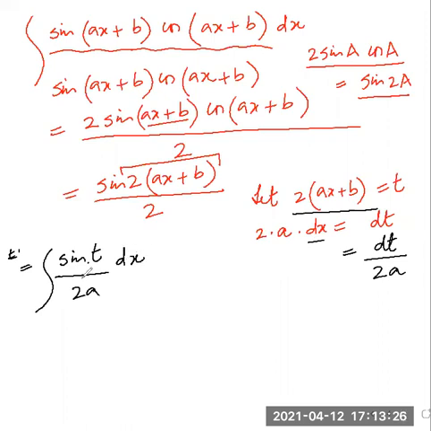By 2a, right? 1 by 2 we can take outside. So sine, as this is sine t, and the differential of this is 2a dx. So dx is equal to dt by 2a. So that dx was here. Now when I integrate this dx, this 2 becomes outside, and dx becomes dt by 2a.